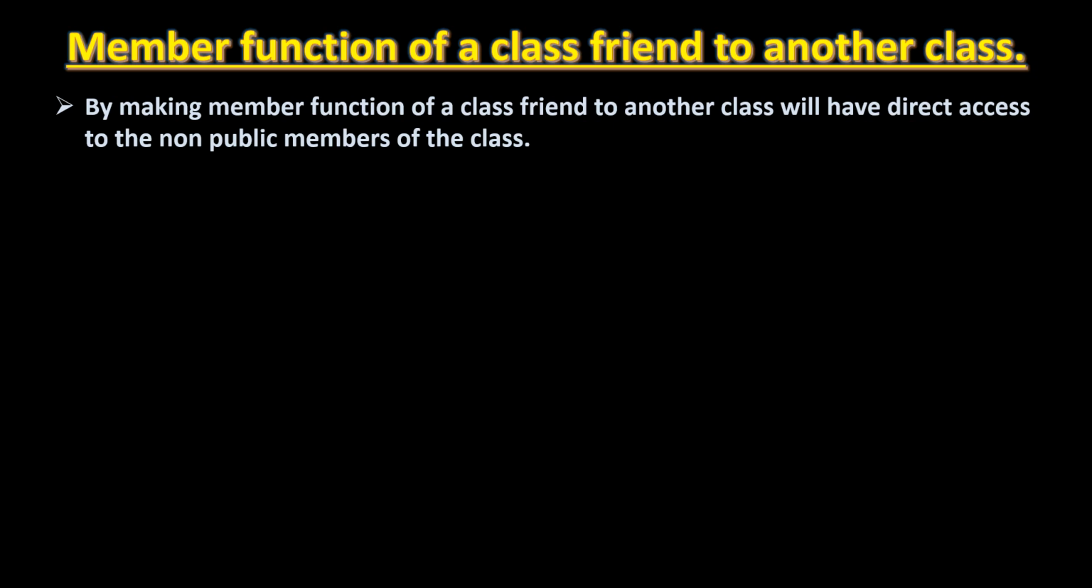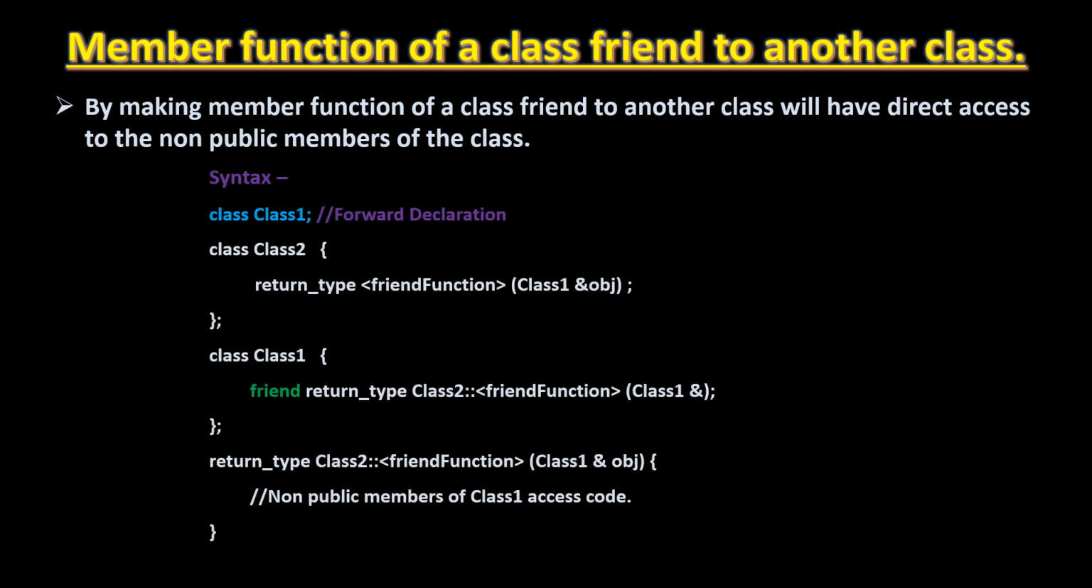Then what is the syntax we have to follow for that? There is a little bit of trick in this syntax. Say my requirement is I have a class 1 and I have a class 2. Class 1 private members I want to access in class 2 member functions.